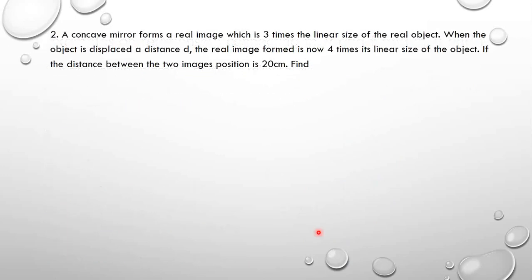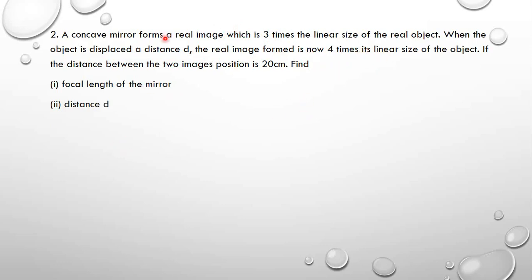Next example: a concave mirror forms a real image which is 3 times the linear size of a real object. When the object is displaced a distance d, the real image formed is 4 times the linear size of the object. If the distance between the image positions is 20 centimeters, find the focal length of the mirror, and they also want us to find the distance d. So here we have the magnification. The first magnification m1 is 3, and then when the object is displaced, the second magnification is going to be 4 times. What does that mean?